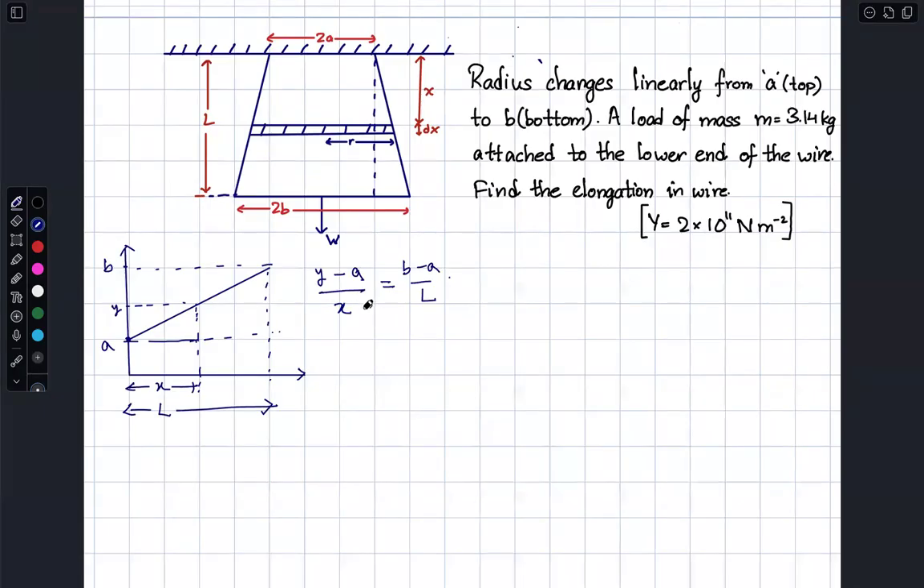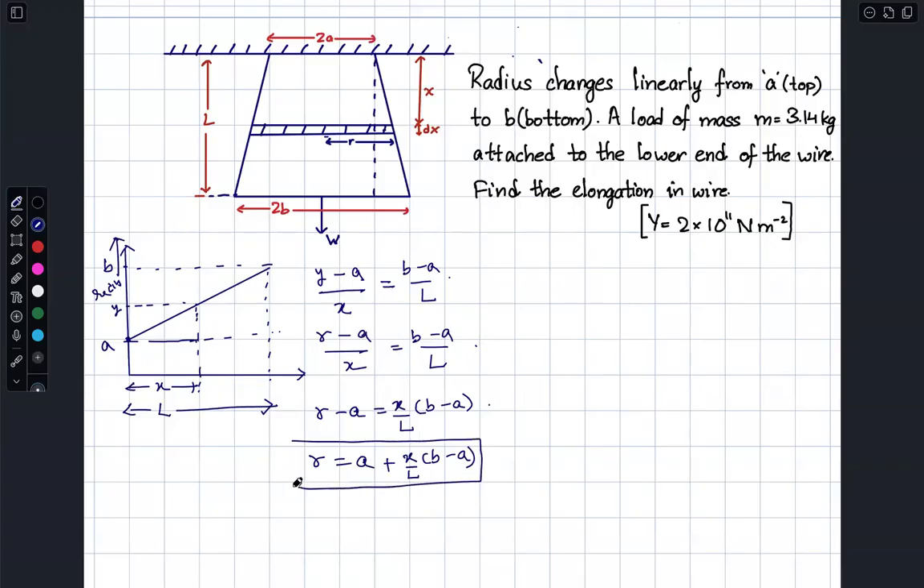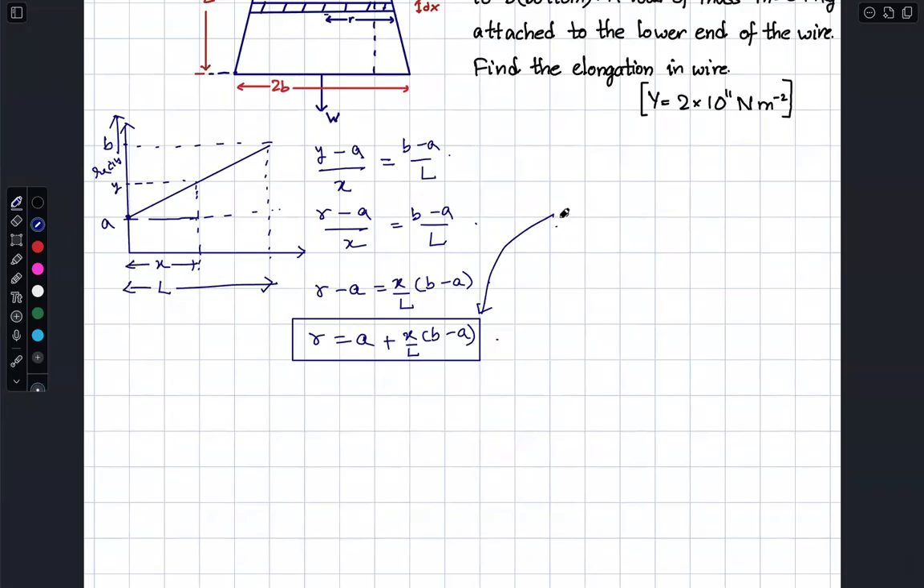So this is how you will write y as a function of x. What is y? The radius at a particular instant. So r minus A by x, radius taken along y, depth taken along x. r is equal to A plus (B minus A) x by L. What is this? Radius at a point x below suspension.